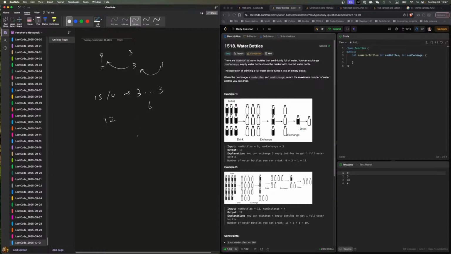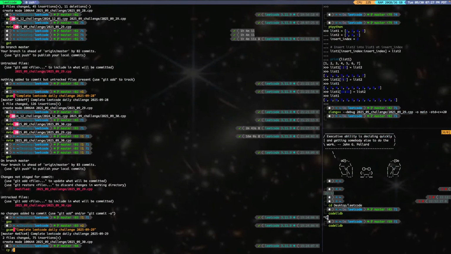We have 6 full bottles left, right? And now we do 6 divided by 4, which gives 1 remainder 2. So this one we drink 4. Then we have 3 left, but we can't exchange anything more, so we just add 3. So this is like if the sum is smaller than num exchange, you cannot exchange. So this gives you 19. I think this is an easier way to see this, easier for me to see.